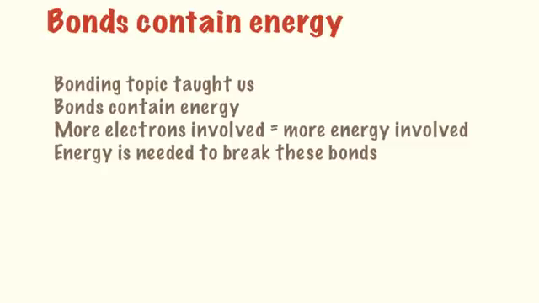In our bonding unit, we learned that bonds contain energy, and we need energy to break the bonds, and we can actually work out the size of this. And obviously the more electrons are involved in a bond, for example, having 4 involved in a double bond as opposed to 2 in a single bond, means there's more energy involved in breaking it. But we also saw that the bonds were shorter. The more electrons involved in it, the shorter our bonds get, so the bond length decreases. And we know that energy is needed to break these bonds, as we understand.